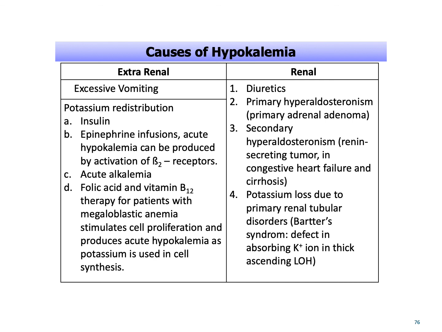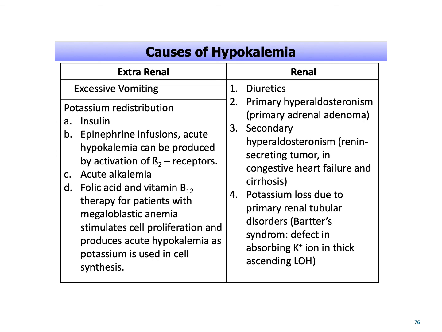Next is insulin. This is usually due to potassium redistribution, insulin therapy, as discussed earlier. So, insulin can cause movement of potassium into the cells leading to hypokalemia. Similarly, epinephrine infusions. Acute hypokalemia can be produced by activation of beta 2 receptors. Acute alkalemia due to any other cause. Folic acid and vitamin B12 therapy for patients with megaloblastic anemia stimulates cell proliferation and produces acute hypokalemia as potassium is used in the cell synthesis.